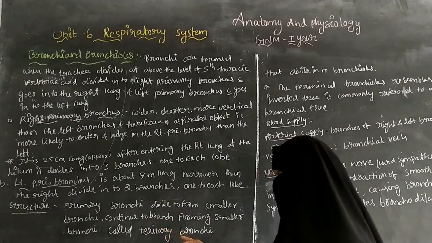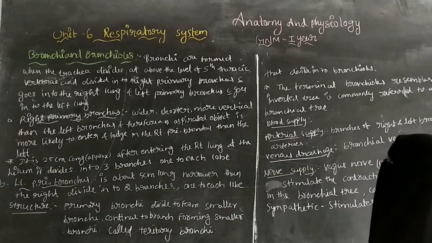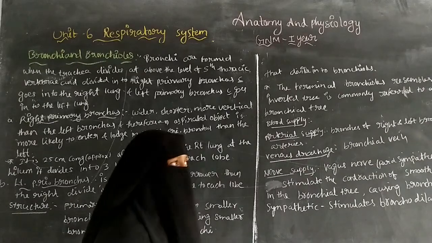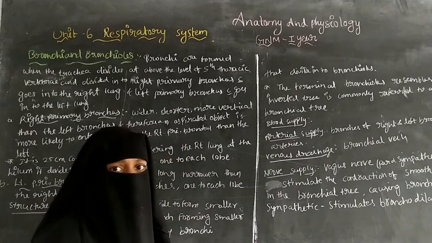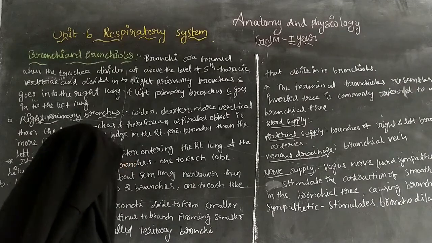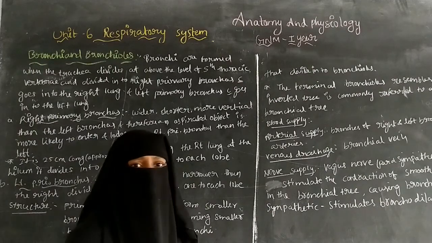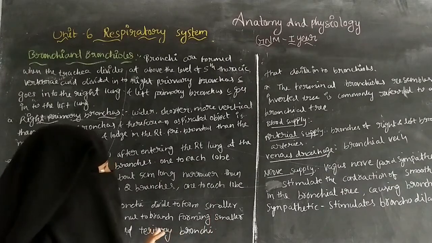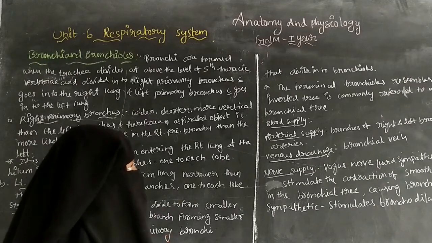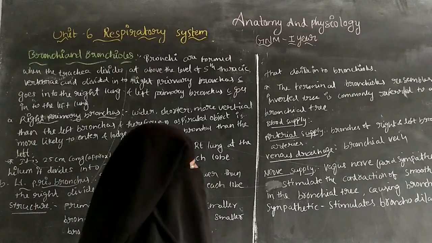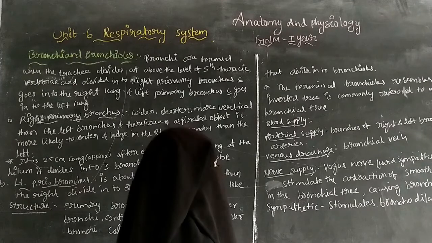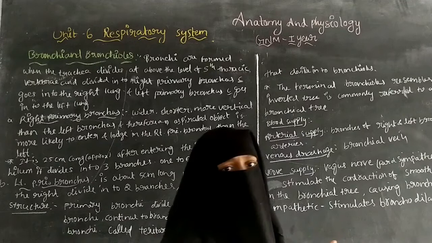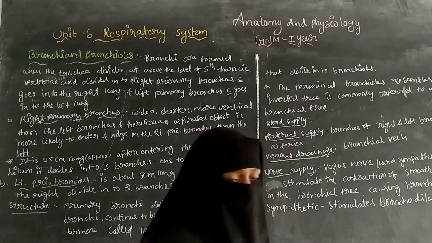These are called tertiary bronchi, and they divide into bronchioles. After the tertiary bronchi, the airway divides into bronchioles. The terminal bronchioles resemble an inverted tree, commonly referred to as the bronchial tree. The bronchioles form like a tree, and because of this it is called the bronchial tree.